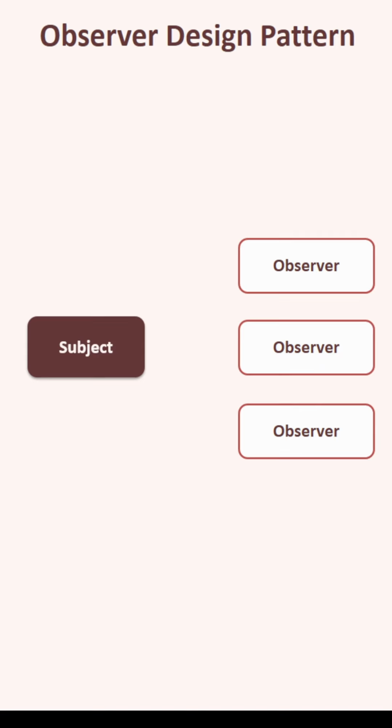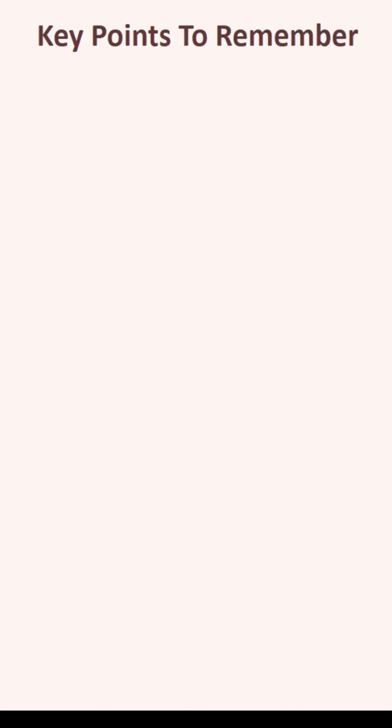The observer design pattern allows one object, called the subject, to notify a bunch of other objects, called the observers, whenever its state changes. You can think of it like a YouTube subscription. When I upload a video, you get a notification because you are an observer of my channel. Let's look at some of the key points about the observer design pattern.